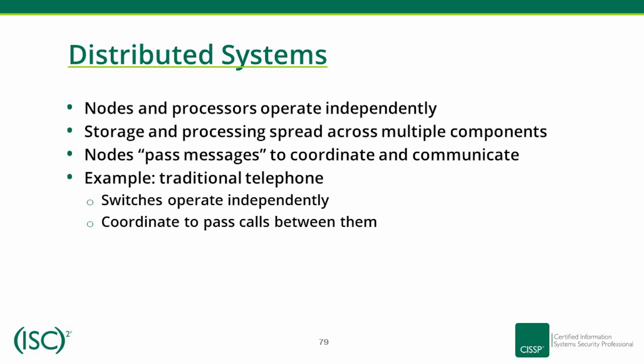Nodes and processors operate independently. Storage and processing spread across multiple components. Nodes pass messages to coordinate and communicate. Example, traditional telephone. Switches operate independently. Coordinate to pass calls between them.